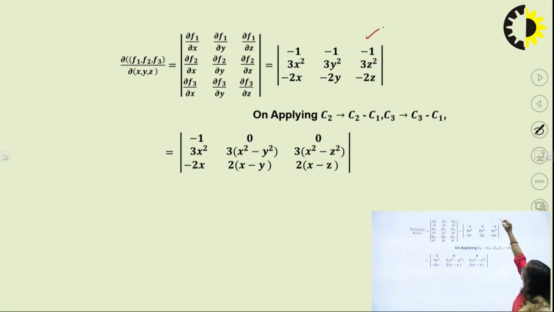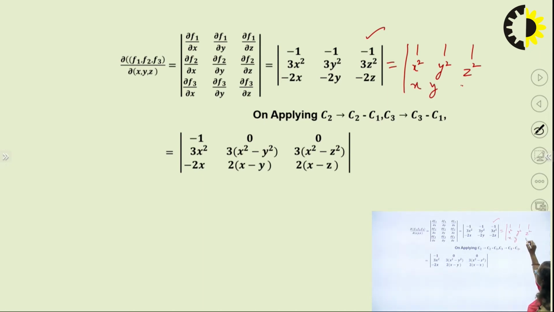I have taken the minus 1 common from here, 3 common from here, and minus 2 common from here. And I get something like 6 outside the bracket. And we have got 1, 1, 1, x square, y square and z square, and we have got x, y, z over here.